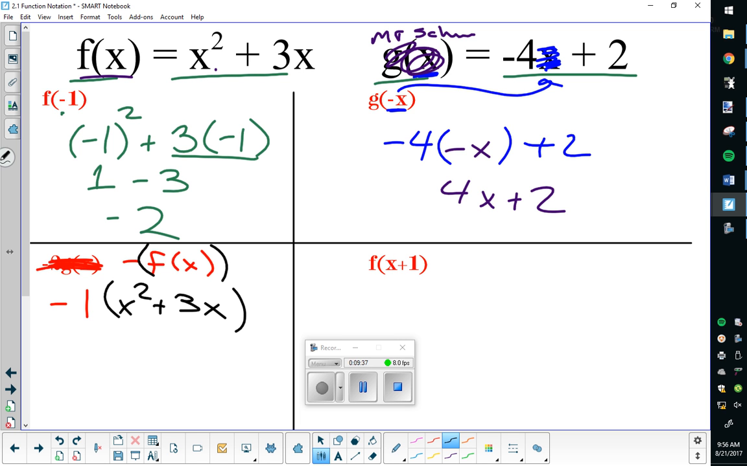So my new problem, I'm just distributing. Negative x squared. And then negative 1 times 3x is negative 3x. That is negative f of x. I'm just multiplying by a negative 1.